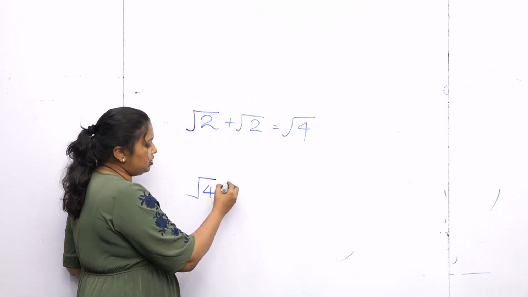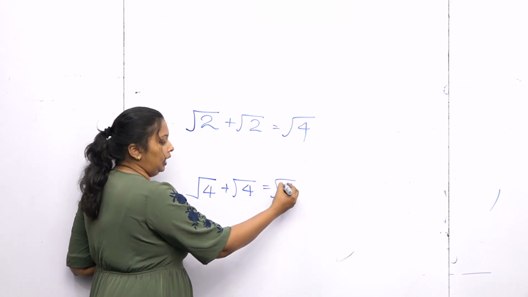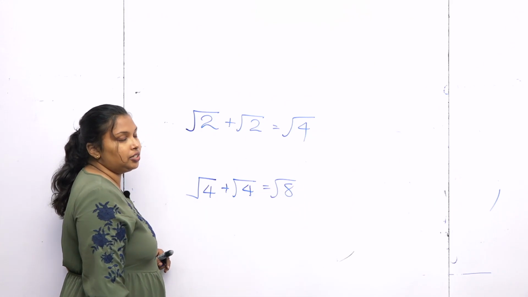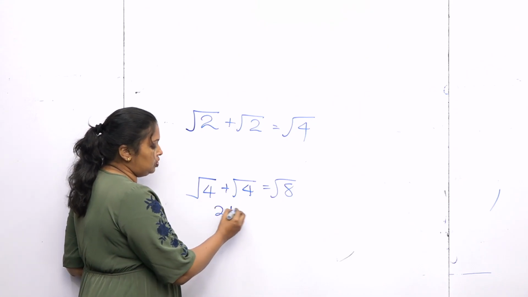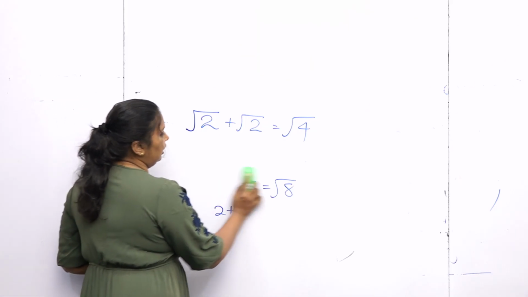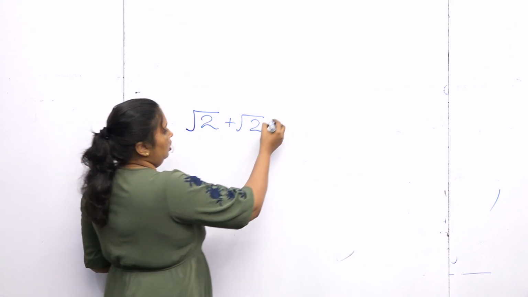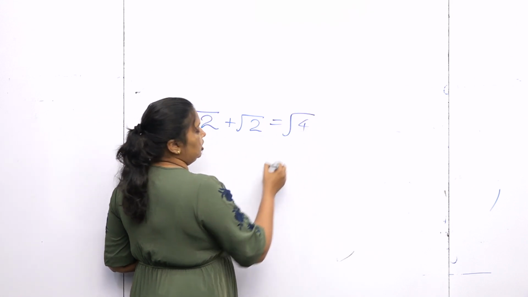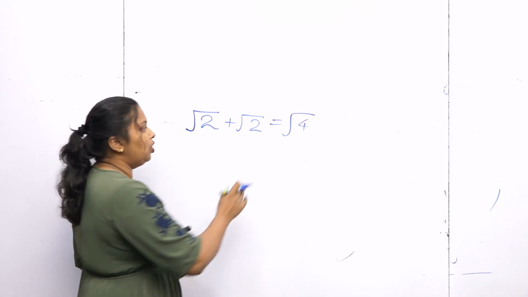Let's take values that we already know. So root 4 plus root 4, can we write it as root 8? That's completely wrong, right? Because root 4 plus root 4 means 2 plus 2, which is 4. Clear? So when you add them, we can't write them by adding the numbers inside the square root. Understood? So how do we write this?